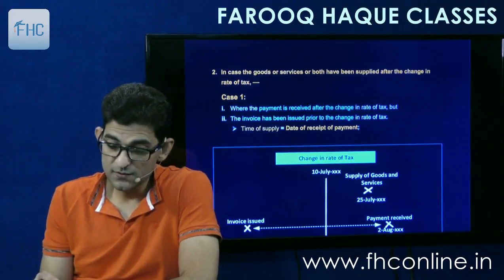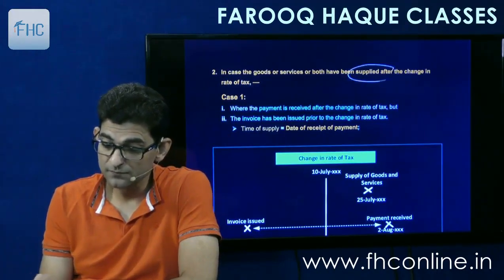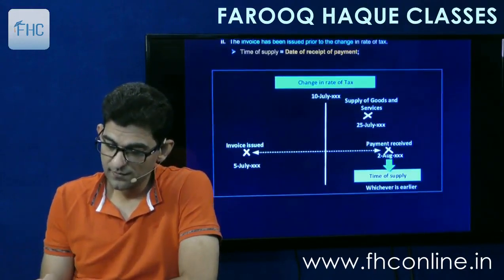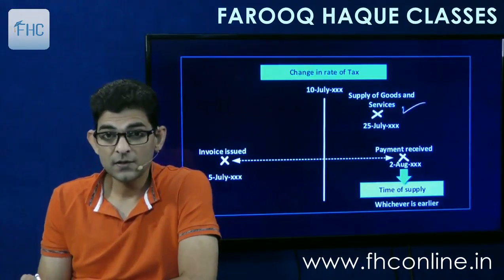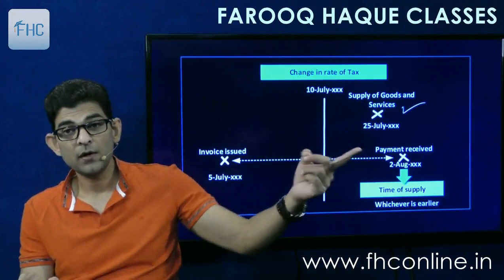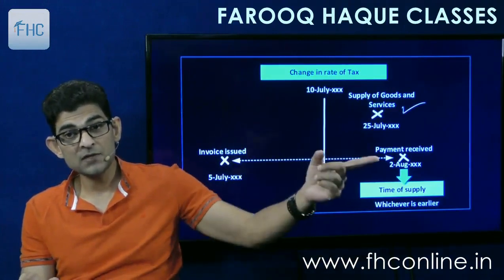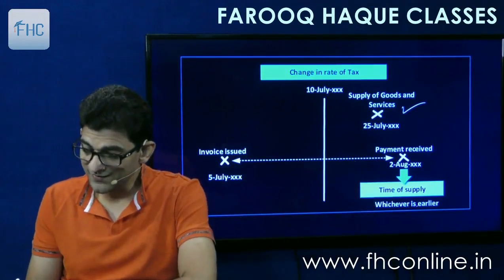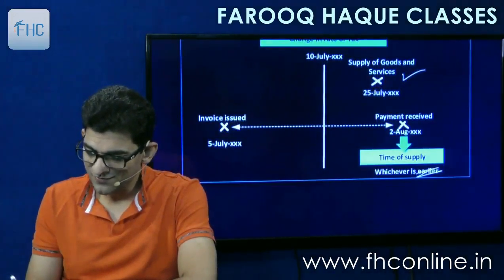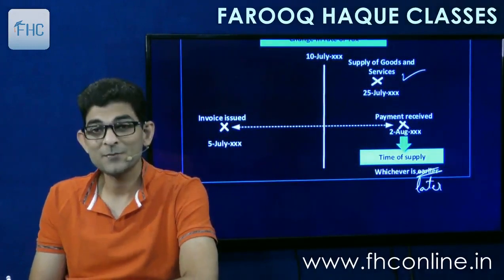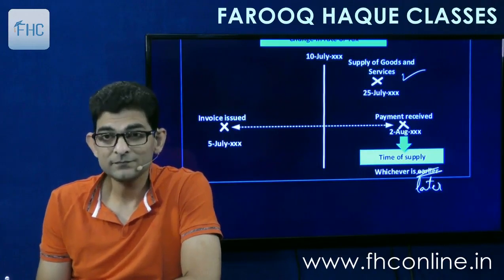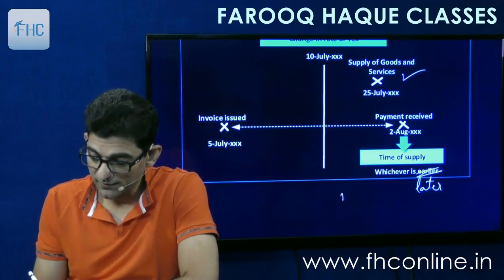Then the second point is, in case goods or services or both have been supplied after. So if the supply is after, then again 3 situations. As you can see in the first one, supply is afterwards and invoice is before and the receipt is afterwards. If one is before, one is afterwards, you will take whichever is later. So this becomes time of supply. Now here it is given earlier, please correct it. It is whichever is later. It's by mistake. So make it whichever is later. And therefore the new rate will apply.